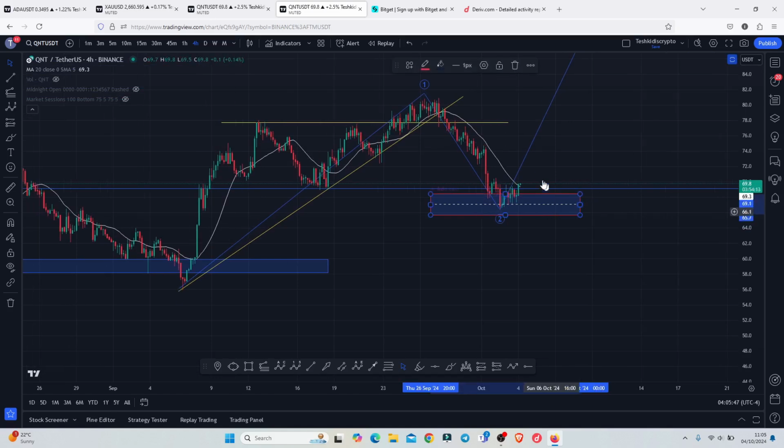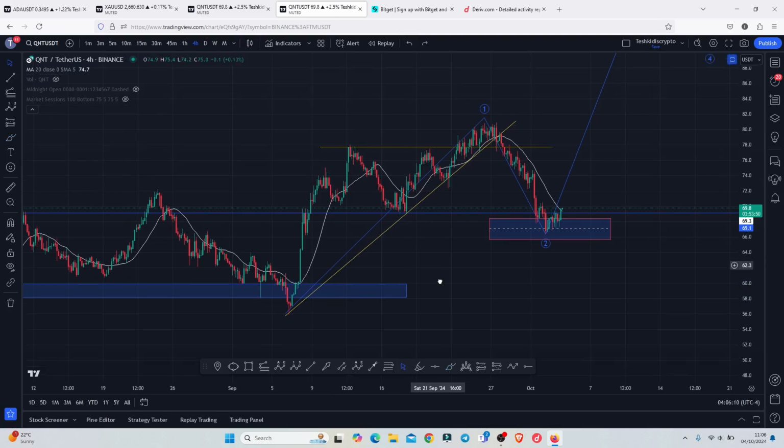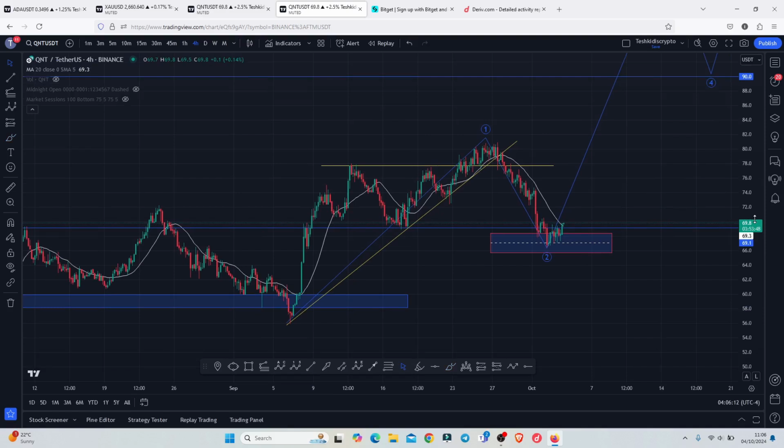And if by any chance we lose this area over here, then I will be expecting to see QNT give us a total breakdown move and give us a reset of the lows that we made on the 6th of September. So that is the worst case scenario that you need to have in mind in case we lose key areas of support. And that is the price action that I'm expecting to play out here on the QNT chart for the next coming hours and also days.